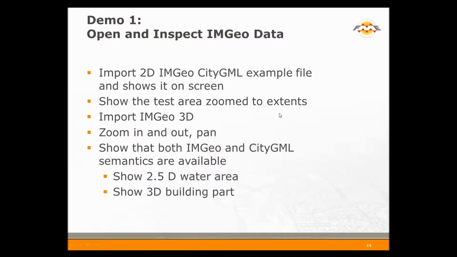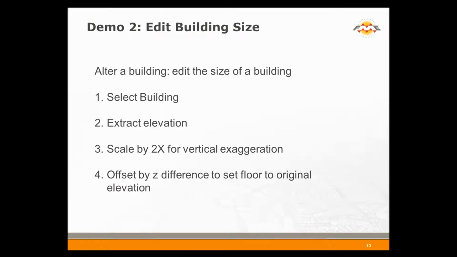And just to note that we did see a 2D version as well as a 3D version of the data, and we were able to inspect both the IMGeo and CityGML schemas. For our second demo, we are going to edit a building. We're going to edit the size of a building. To do that, it's a 4-step process.